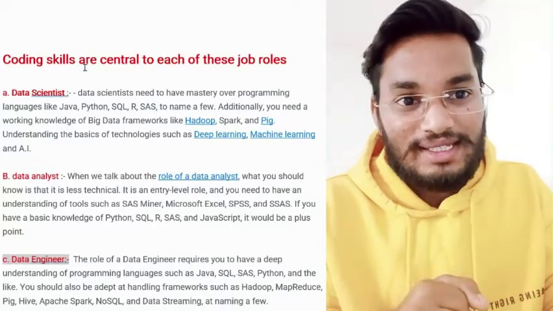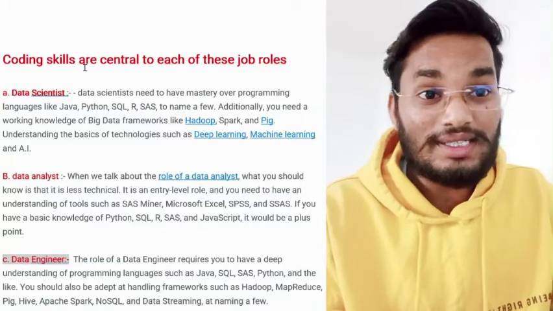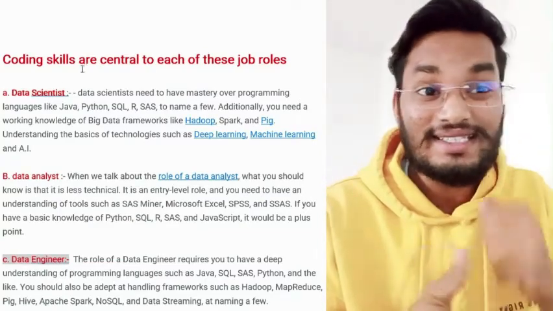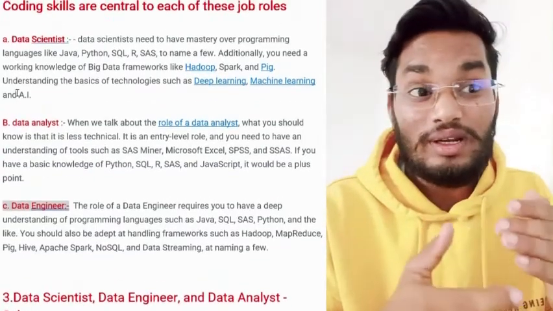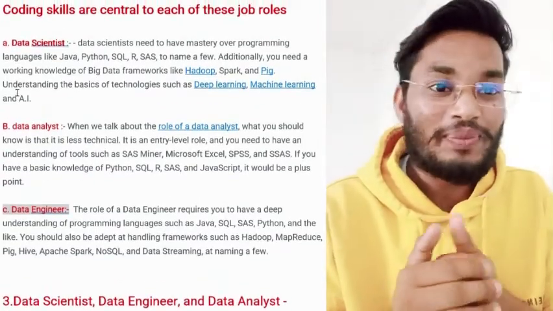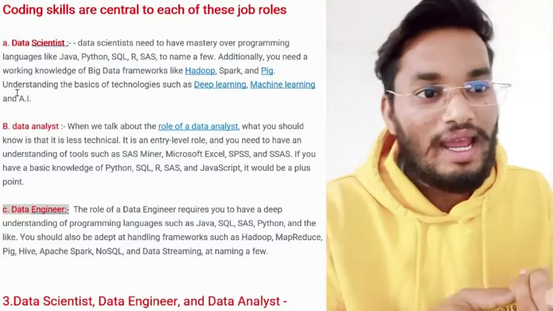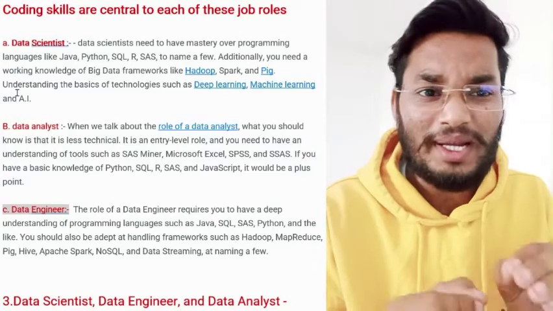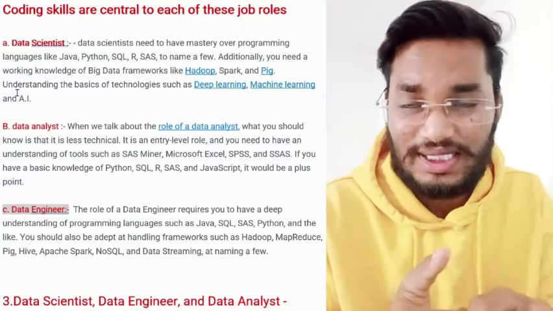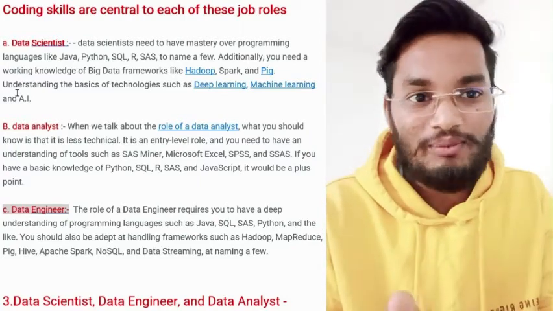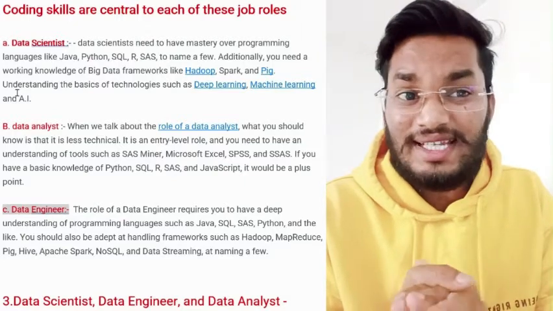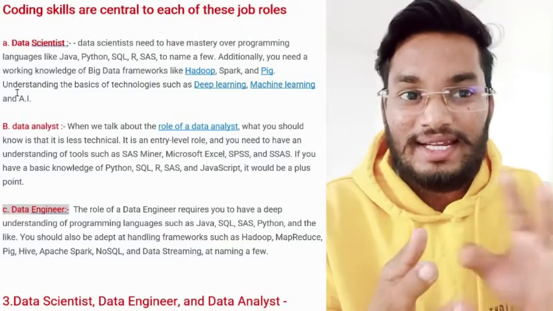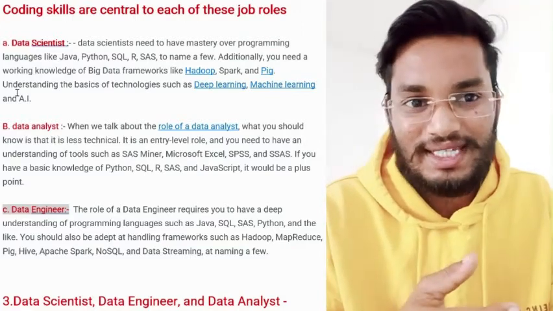Now let's talk about the data scientist. What are the skills required for data scientists? Data scientists need mastery over programming languages like Java, Python, SQL, and SAS, and so on. Additionally, you should have knowledge of big data frameworks like Hadoop, Spark, Pig, and so on, and understand basic technologies such as deep learning, machine learning, and AI. That is the skill set required for a data scientist.